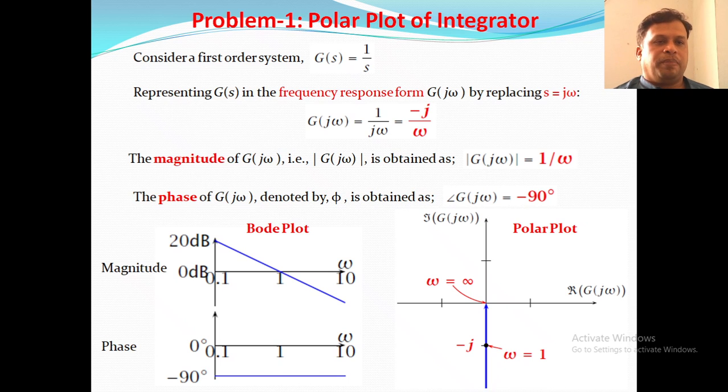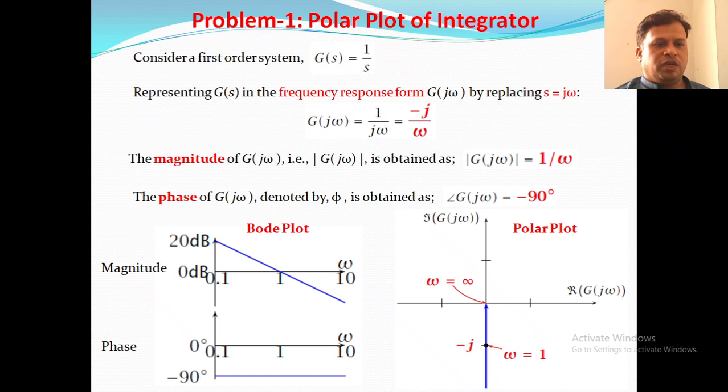Now we will see the polar plot of an integrator circuit. In a circuit, if it is a first order system, that is G(s) equals 1 by s. Representing G(s) in the frequency response form, G(j omega), by replacing s equals j omega, G(j omega) is equal to 1 by j omega, and if you bring the j to the numerator, it is minus j by omega.